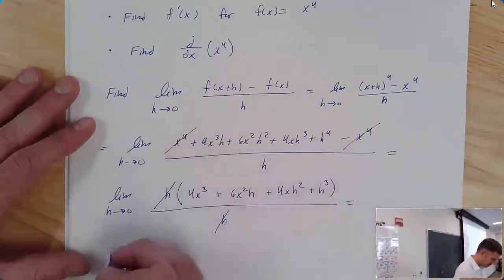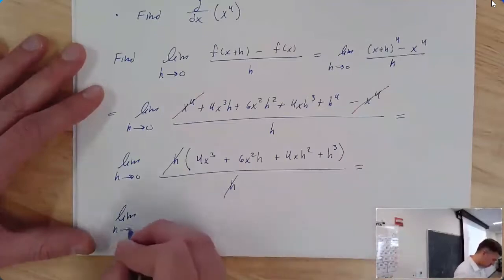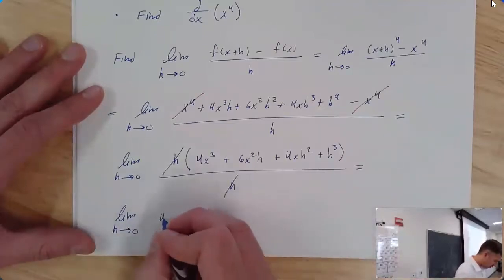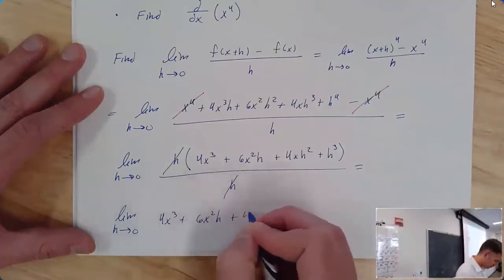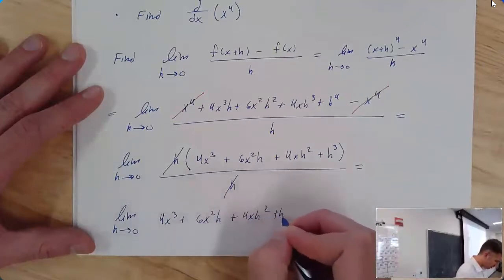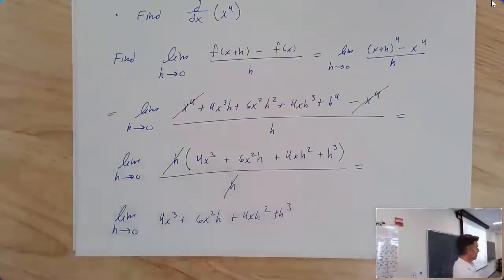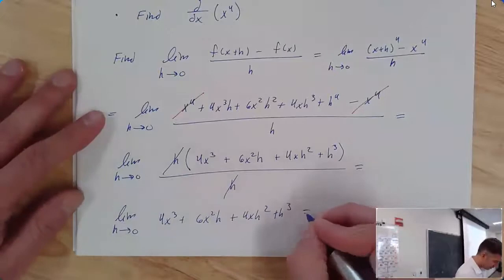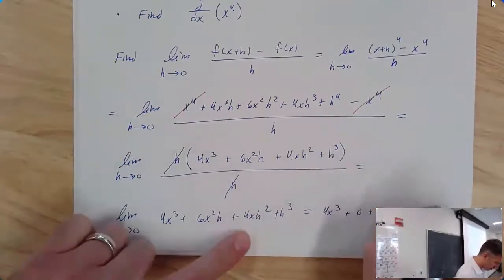So we're left with the limit as h goes to 0 of 4x cubed plus 6x squared times h plus 4x times h squared plus h cubed. And each of these terms that have an h in it, we're going to substitute in 0 for h. So we're just going to get 4x cubed plus 0 plus 0 plus 0.